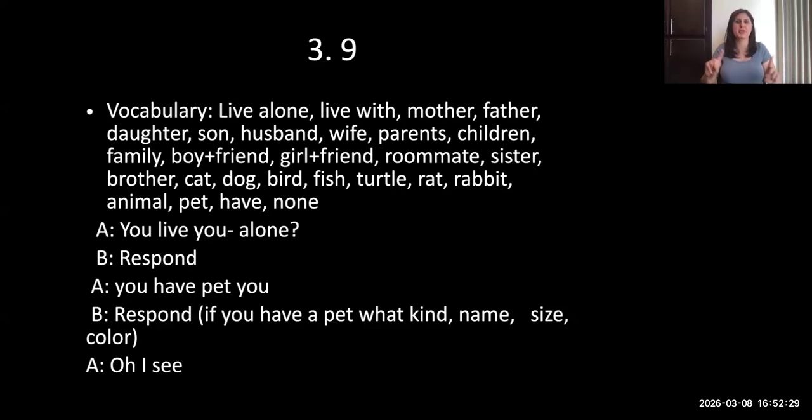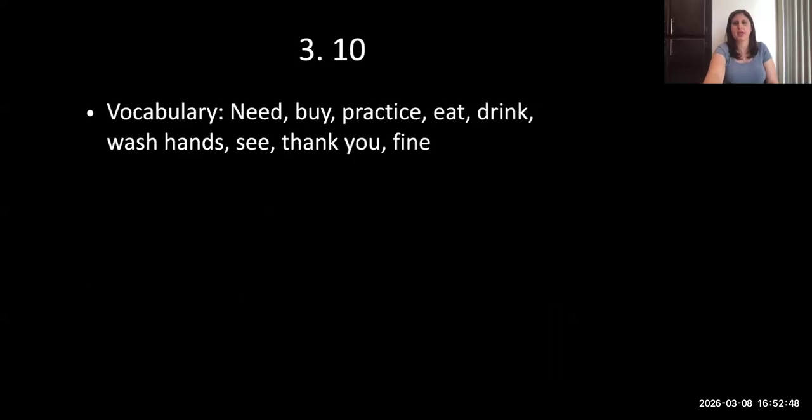Okay, remember the negation goes at the end. So you're kind of saying the statement and then saying, no, I don't have that. Or yes, I do have that. I have pets. Don't have any. Okay, then we're gonna practice this together in class. Okay, almost there.